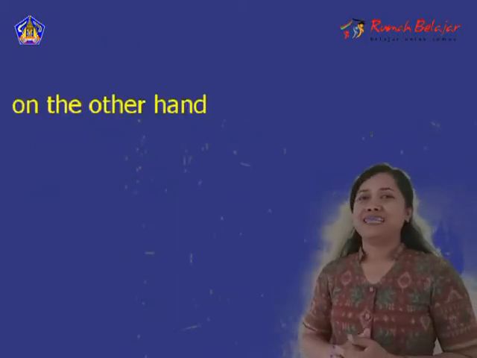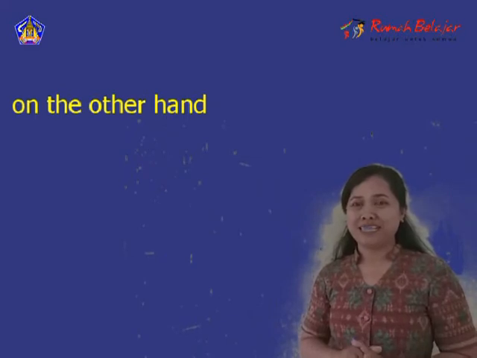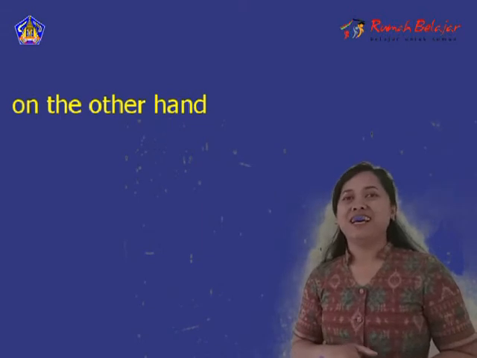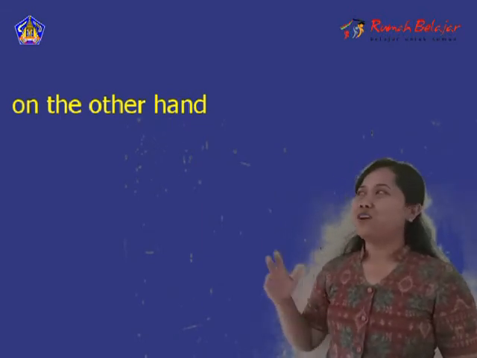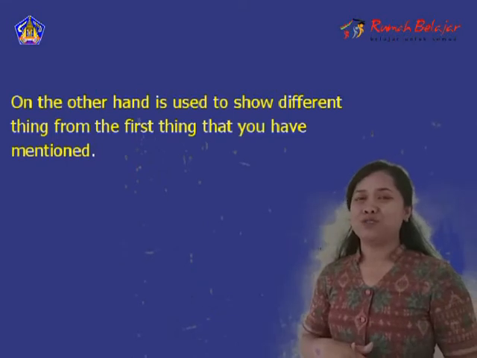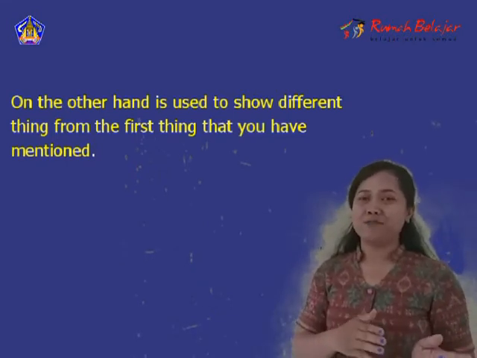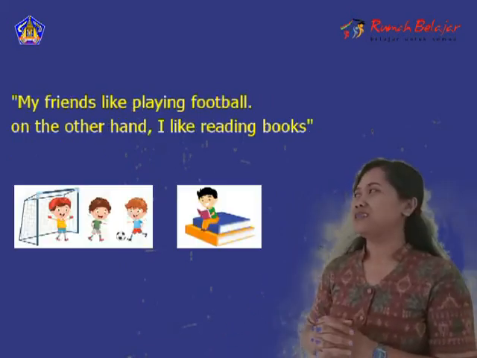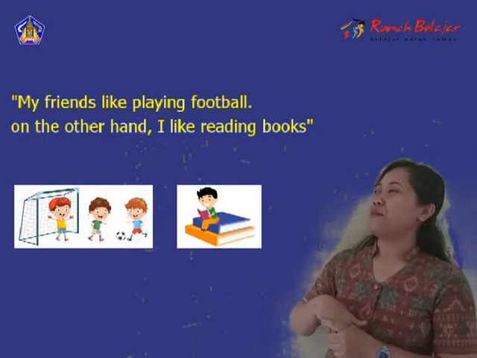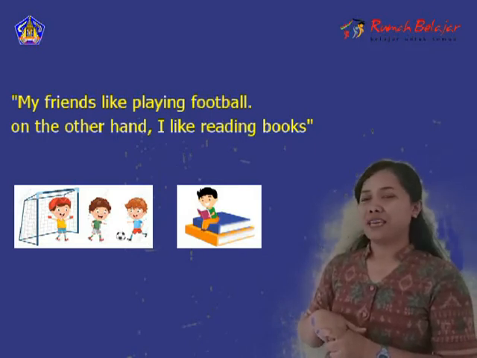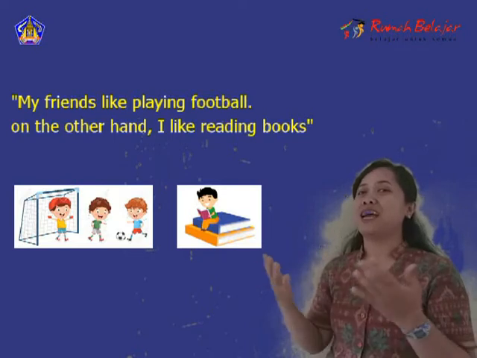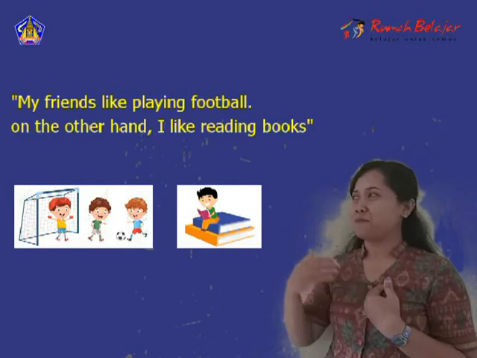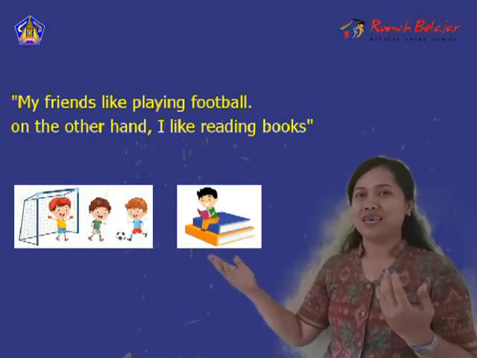Alright? The second transition phrase is on the other hand. Can you say it again? Okay, very good. So on the other hand is used to show a different thing from the first thing that you have mentioned. For example, look at here, my friends like playing football. On the other hand, I like reading books. Playing football, reading books is different, right?